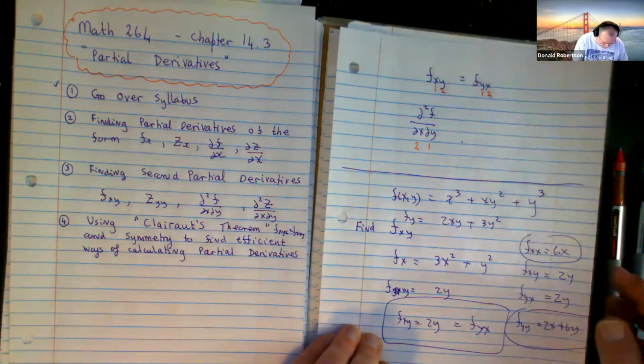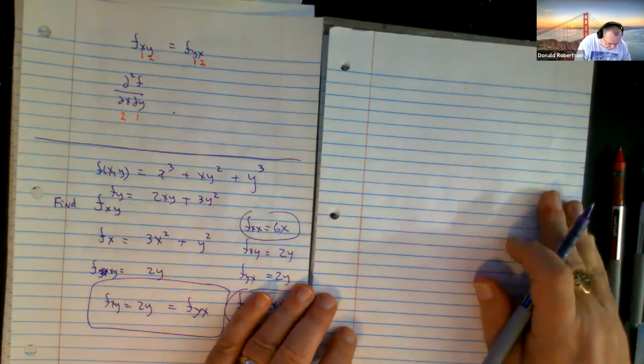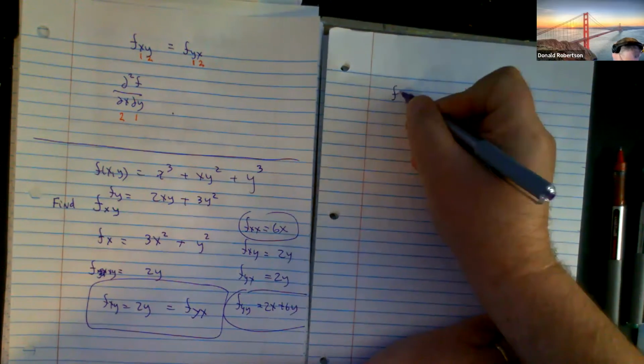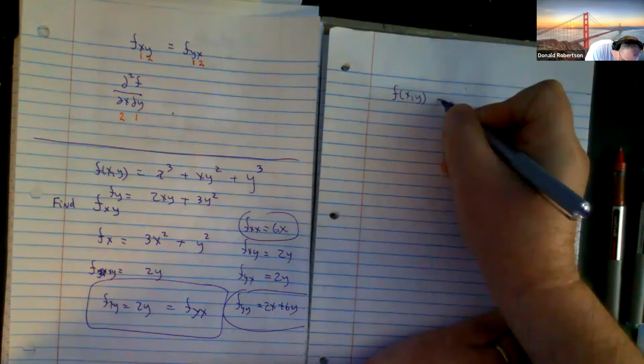Now, sometimes you can use Clairaut, which basically says you can do partial derivatives in any order you like, as long as the function is continuous. And you can do it to make your life much easier.